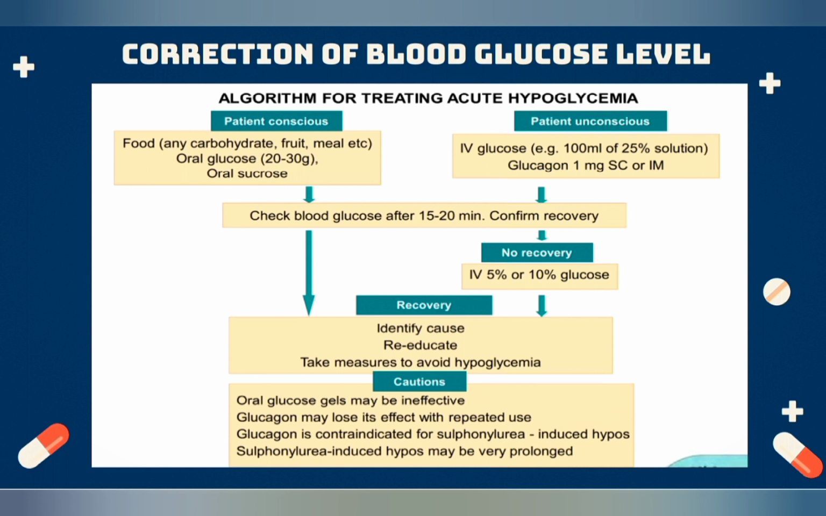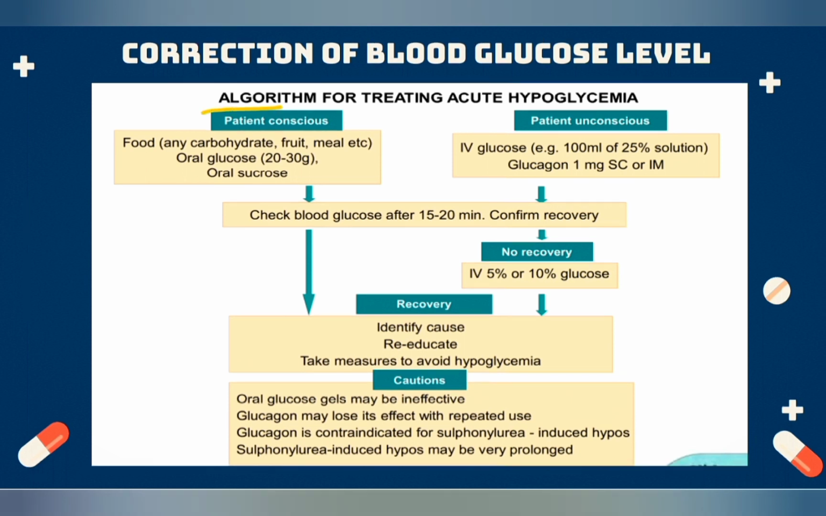Now let's discuss the algorithm for treating acute hypoglycemia. For that, initially we need to check the level of consciousness of the patient. If the patient is conscious, in that condition we need to provide the person food with any carbohydrate, fruit or any meal, or we can give oral glucose 20 to 30 gram or oral sucrose, and we need to check the level of blood glucose after 15 to 20 minutes and confirm the recovery.